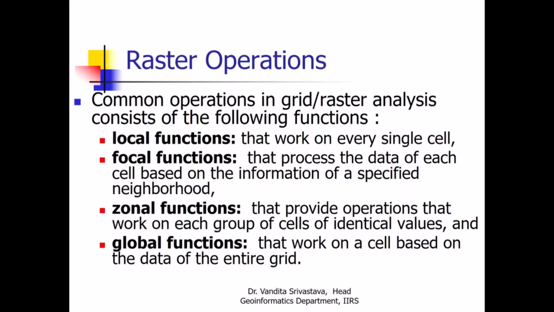this specified neighborhood, which could be square, rectangular, or circular. So you could define the shape and the size of this kernel or neighborhood, and based upon that you will perform the operation. So the central cell value will be replaced by considering the values in this neighborhood. That is the idea. And then zonal functions consider a particular zone grid. So that zone grid will be used to perform the operation, and all the operations will be performed zone wise. And in the case of global functions, they consider the entire grid into consideration to make the calculations.